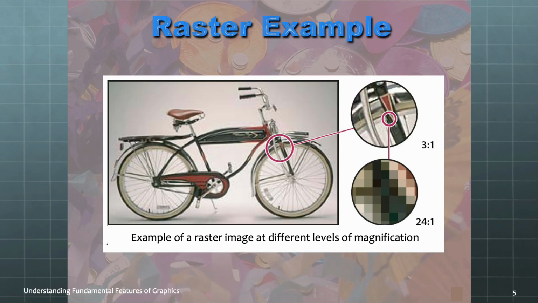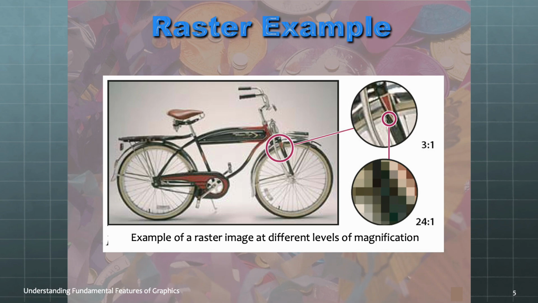So here's a raster image, a photograph actually, at different levels of magnification, 3:1 and 24:1. You can see the individual pixels starting to appear at 3:1 zoom level, and you can definitely see the individual pixels in the 24:1 zoom.